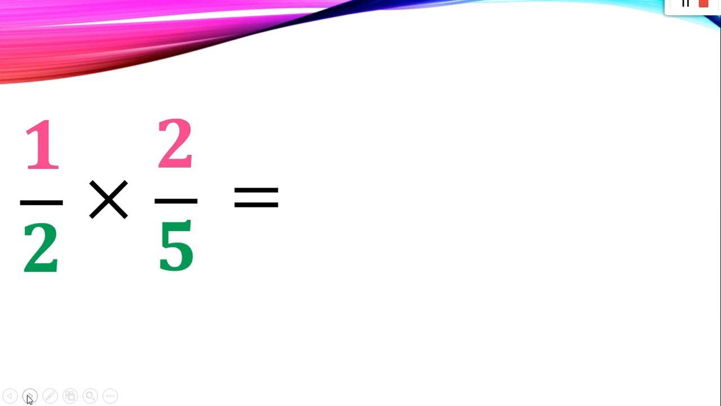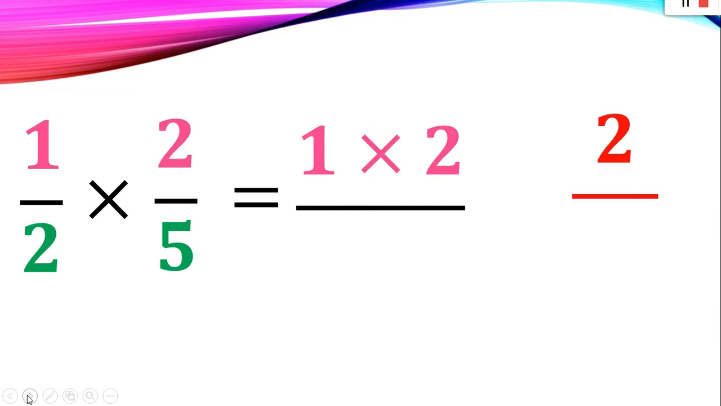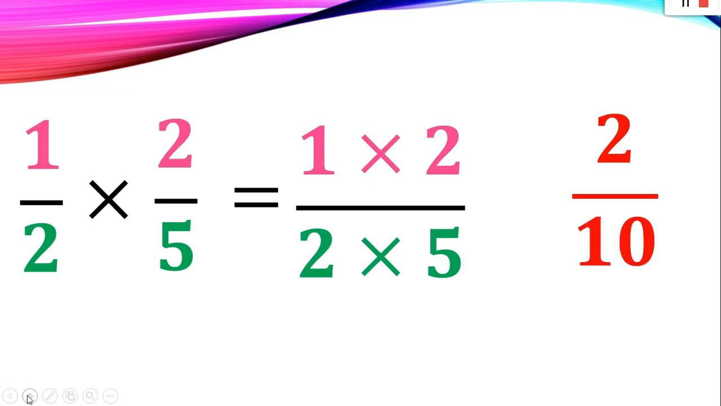Let's multiply the numerators. 1 times 2 will give us 2. Then we'll multiply the denominators. 2 times 5 will give us 10. So the product of 1/2 and 2/5 is 2/10. But can we further simplify 2/10?